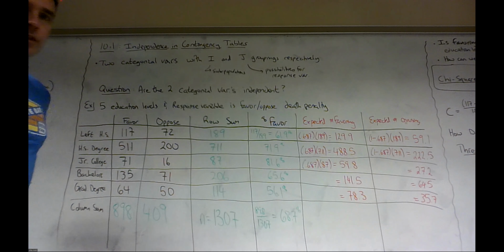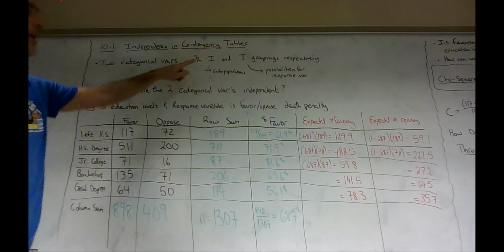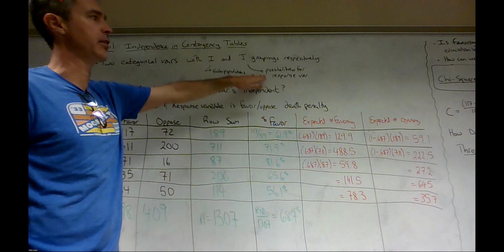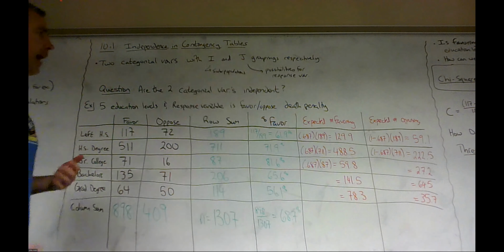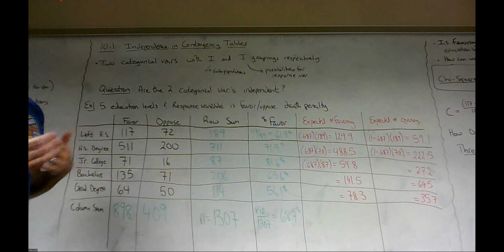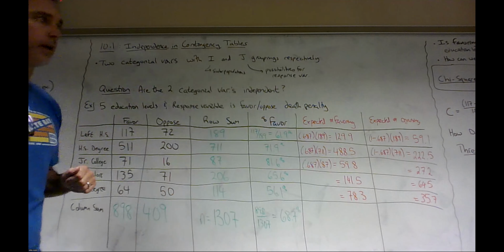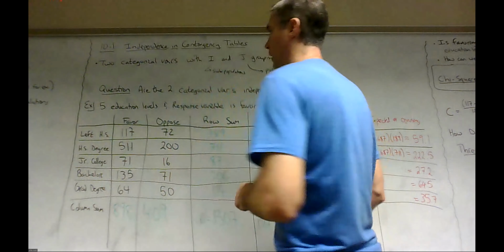All right, so here's a typical question. We've got 2 categorical variables. The input has I subpopulations, and the output, the response variable, has J groupings. In our case, we're going to ask, are the 2 categorical variables independent of each other?